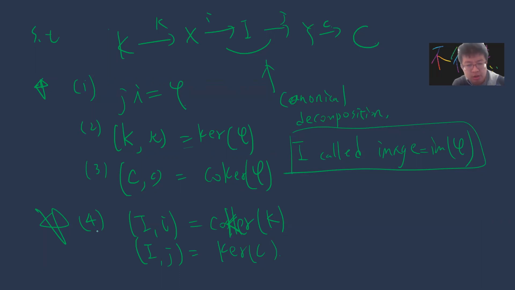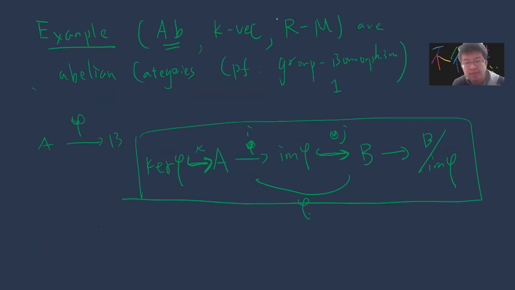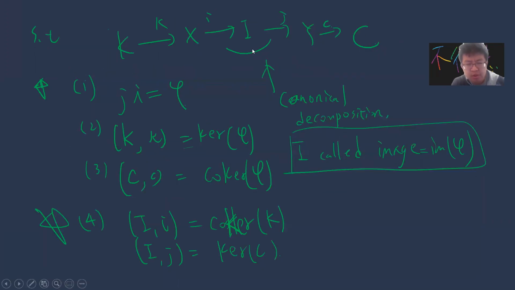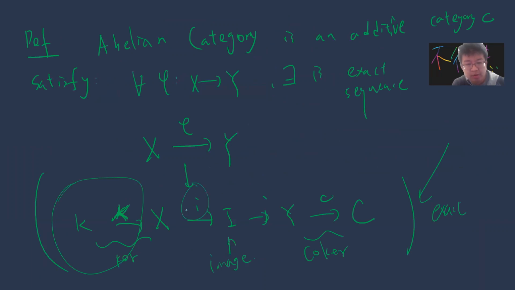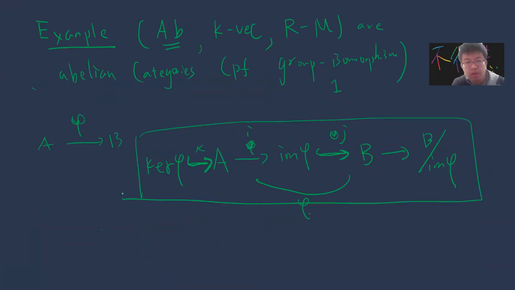And let's check this one. It says that this guy is a co-kernel of K. Reads a little bit weird. So this guy is a co-kernel of the previous one. What it means is that in an abelian group, this is just the image. So the image is a co-kernel of this one. So the image is just the co-kernel of A modulo kernel phi. This is exactly the first group isomorphism.